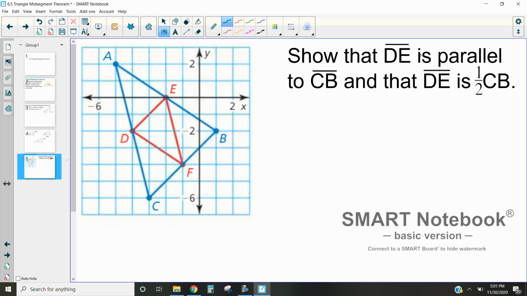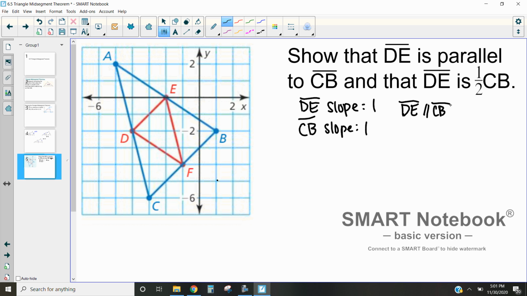DE's slope here is going to be up 1 over 1, or up 2 over 2, which means our slope is 1. And then segment CB has a slope of up 1, 2, 3, 4 over 1, 2, 3, 4. So it also has a slope of 4 over 4, which is 1. If two lines have the same slope and they are not the same line, then by definition, they are parallel lines. So that means that DE is parallel to CB.